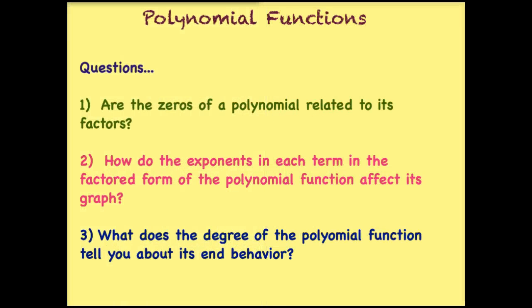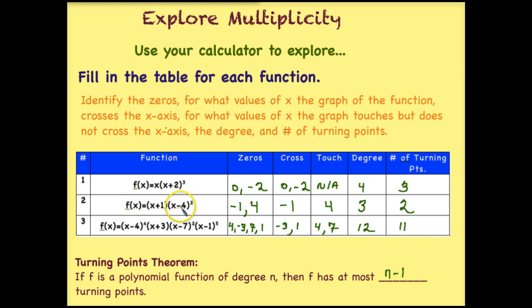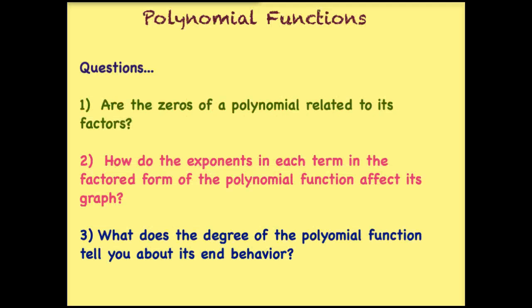Okay, so our questions. Are the zeros of a polynomial related to its factors? And now you can say, yes, you have actually looked. We can see these factors are in fact the zeros, so we can answer that question. And how do the exponents in each term in the factored form of the polynomial function affect its graph? Well, now we know that if we have an even exponent, even multiplicity, the graph will touch at that zero and go back up. If it's an odd exponent or an odd multiplicity, it will cross through.